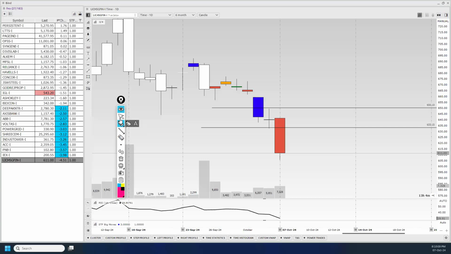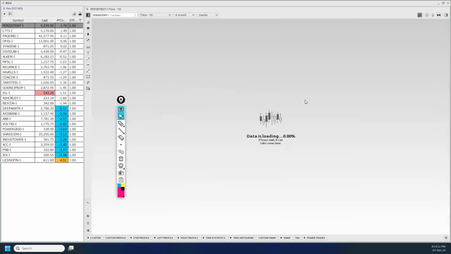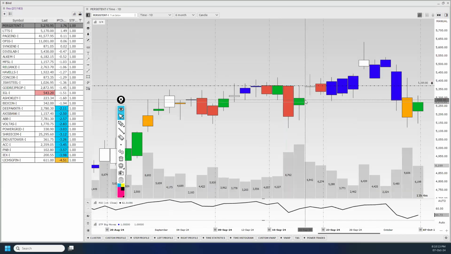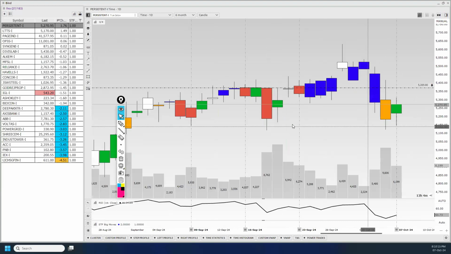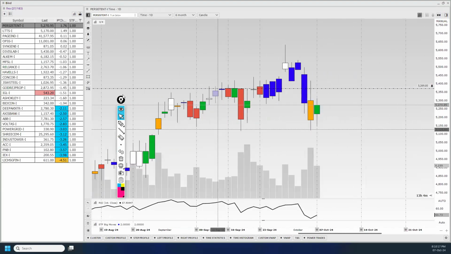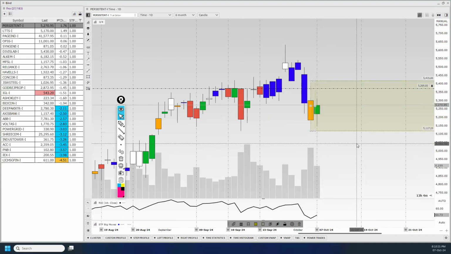Let's go to any stock that actually moved up, Persistent. Now, if I go into Persistent and see the overall behavior, tell me guys, would you be looking for a long trade opportunity or a short trade opportunity here? If I would be there, I will go long. But the trade didn't happen here because it didn't cross the high.